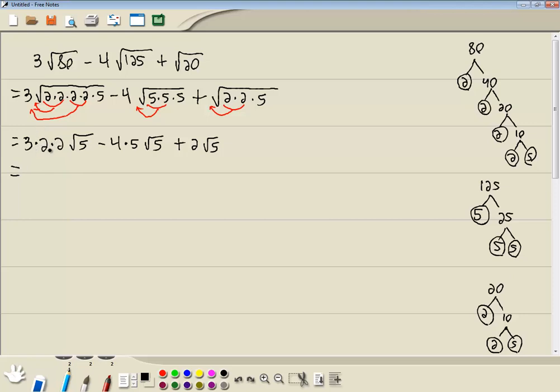Okay, 3 times 2 is 6, times 2 is 12 square root of 5. Minus 4 times 5 is 20 square root of 5. Plus 2 square root of 5. Now notice on all of these, they're all the square root of 5. Which means I'll add or subtract the numbers that are in front of them. In this case, we have 12 minus 20, which is negative 8, plus 2 is negative 6. So our answer will be negative 6 square root of 5.